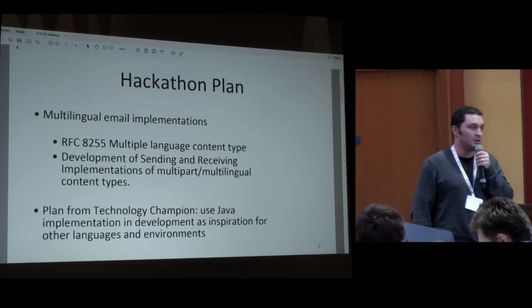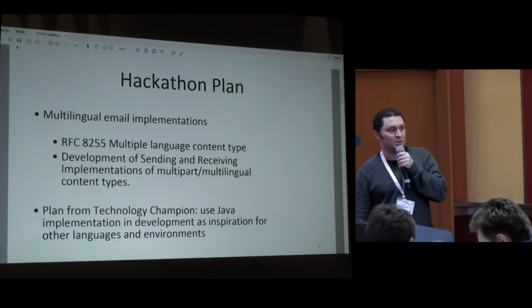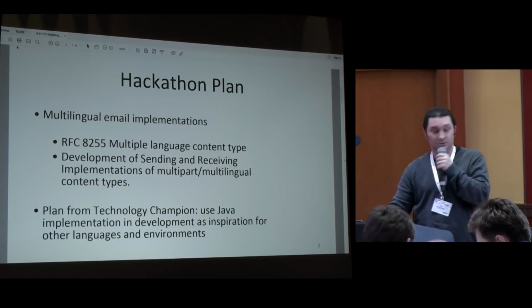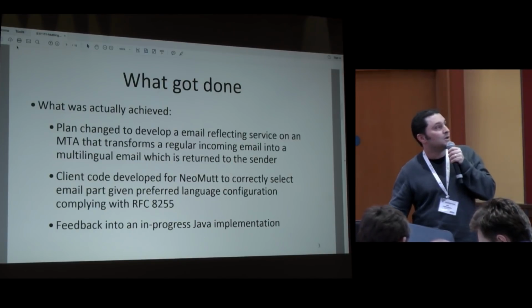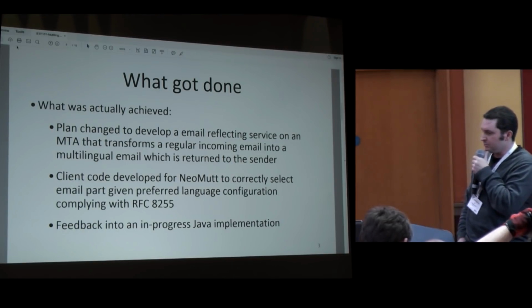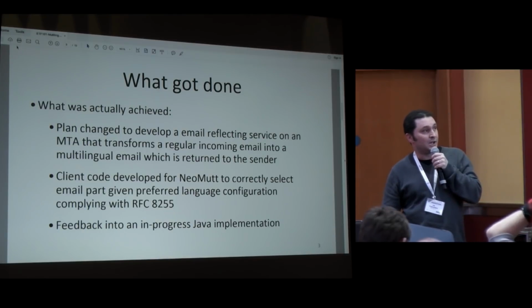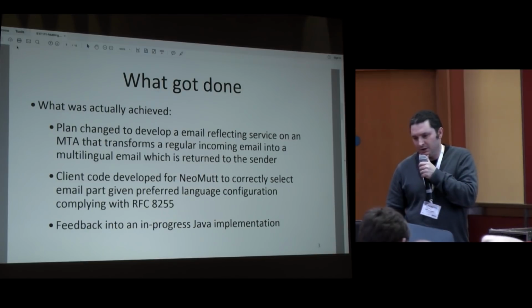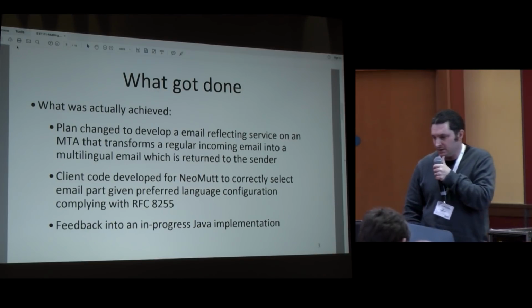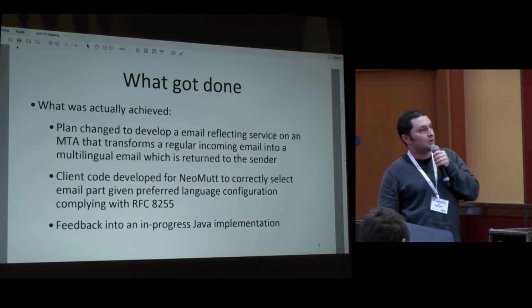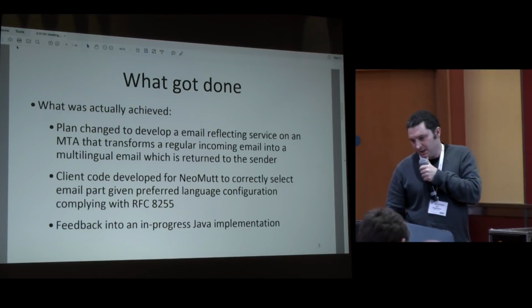So the plan for me was to bring along my Java implementation that was almost finished and use that as inspiration for other people with implementations of their own in their own languages. What we actually achieved, well, the plan changed slightly, and we developed an email reflecting service that sits on an MTA, and it transforms a regular incoming email and returns an email to the sender, which is of exactly the right kind of format for multilingual email, according to the new spec.